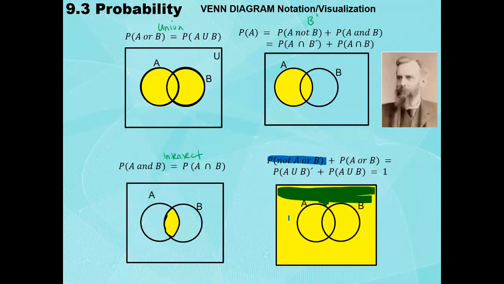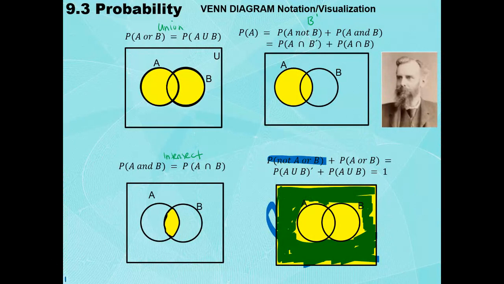It's not A or B. Not A or B would be this whole part outside, right? Like this is the probability that nothing occurs. Neither one of them happens. Neither one of those two events, A or B, whatever they might be.